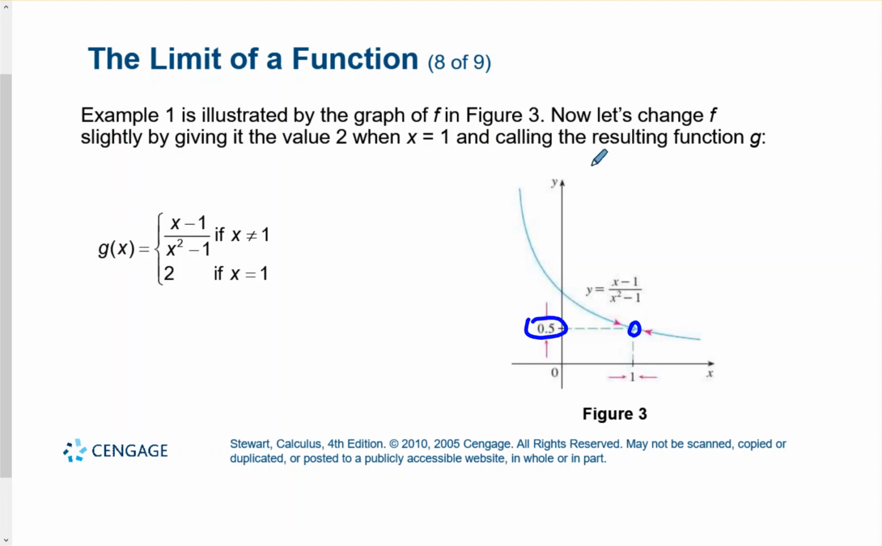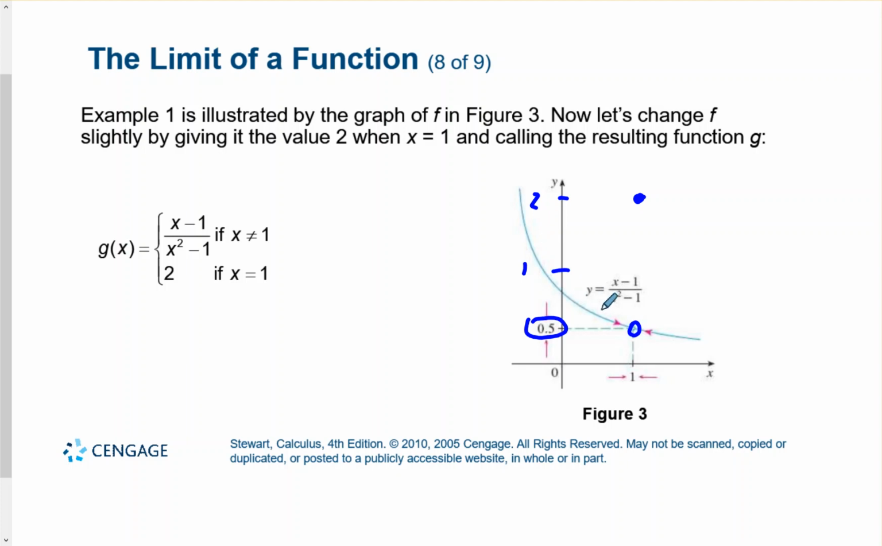Now it says here, let's change the function slightly by giving it the value 2 when x equals 1 and calling the resulting function g. If that's the case, then when x is 1, the function will be defined and it'll have a value of 2. But it doesn't matter if you're looking at the limit question. The limit will still be the same, right?